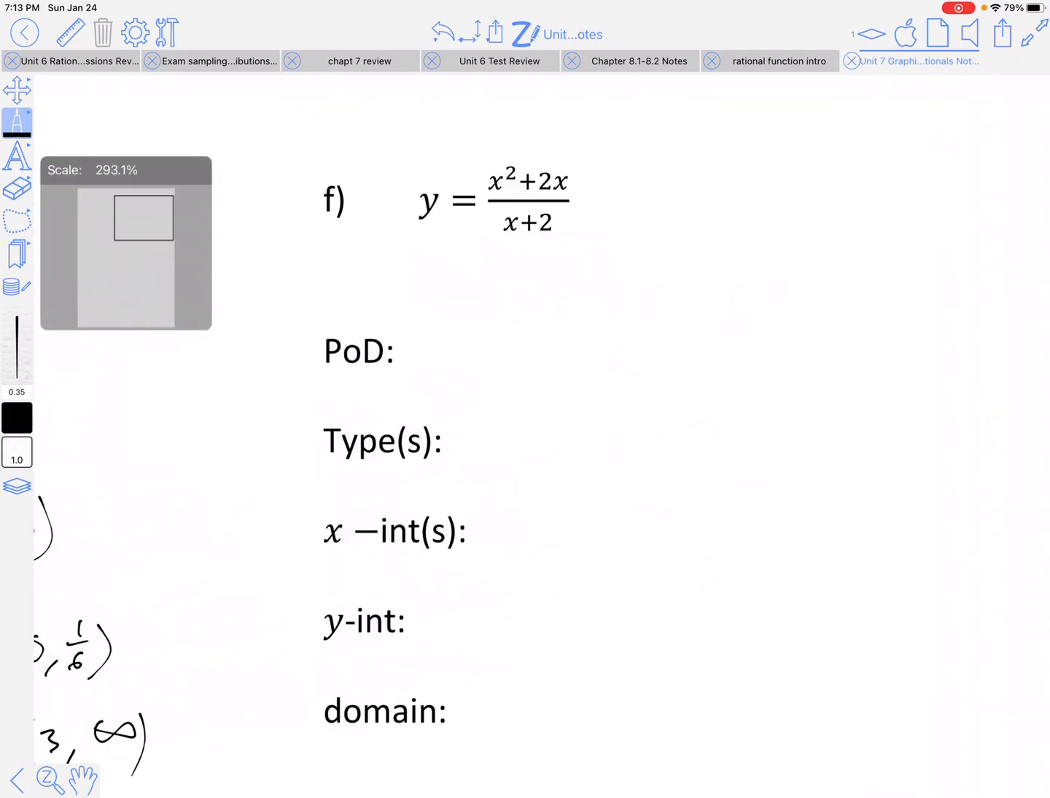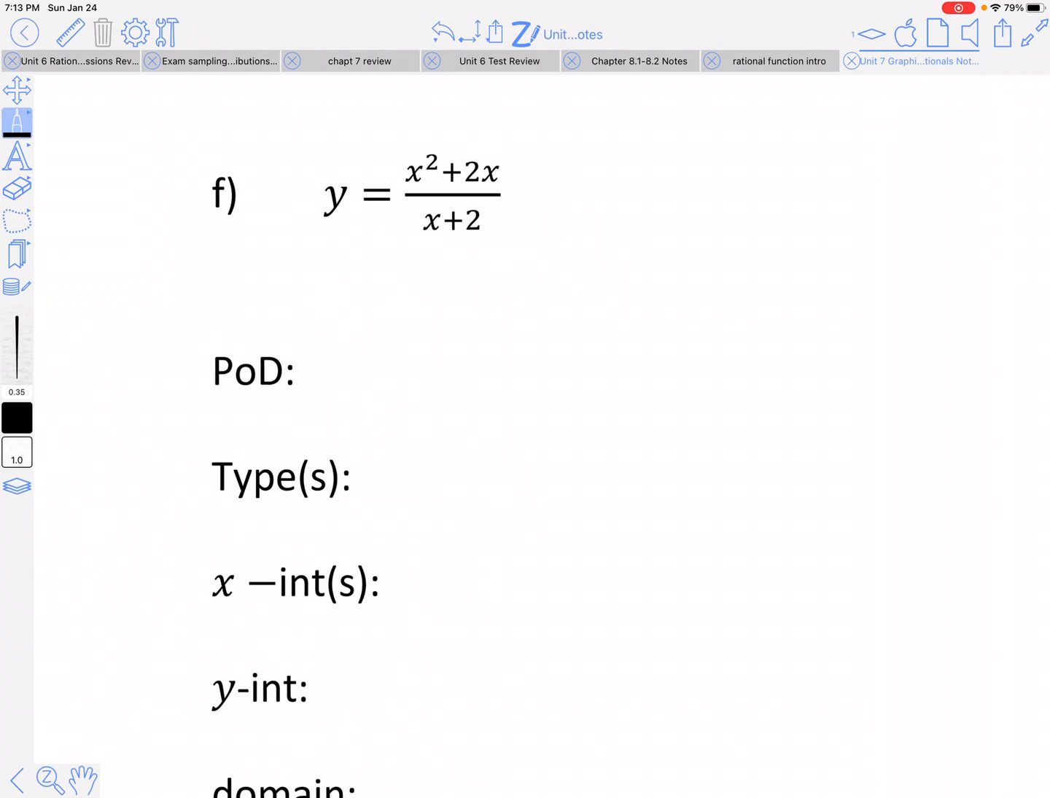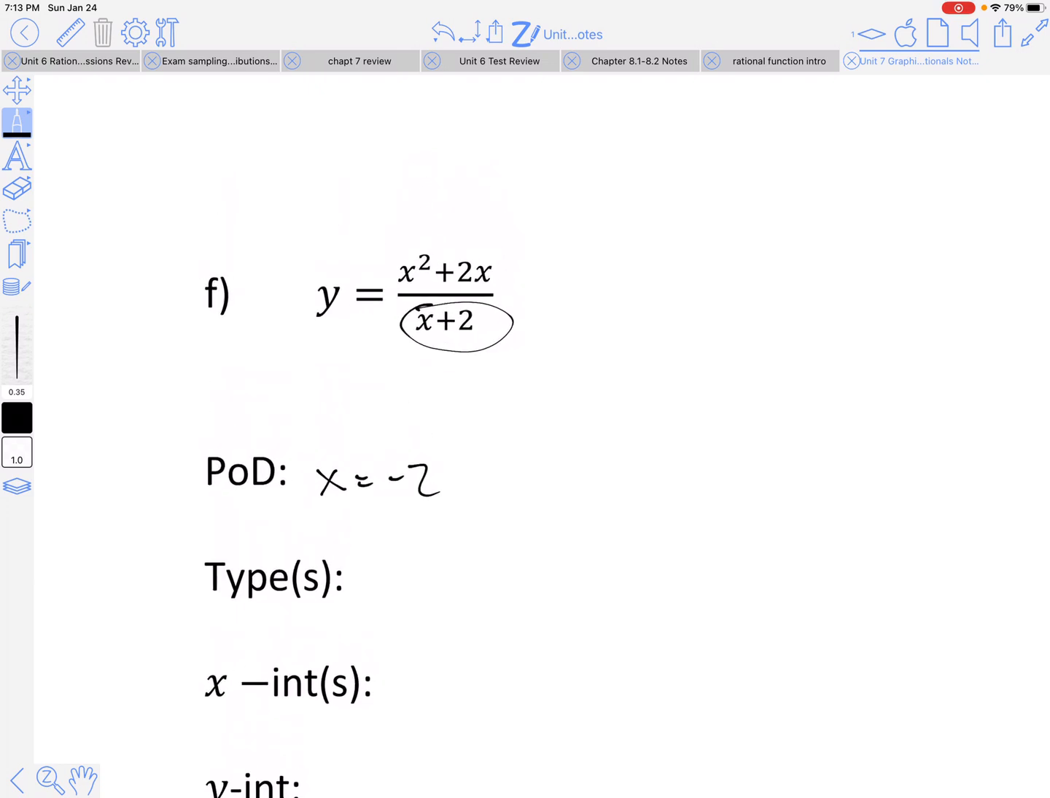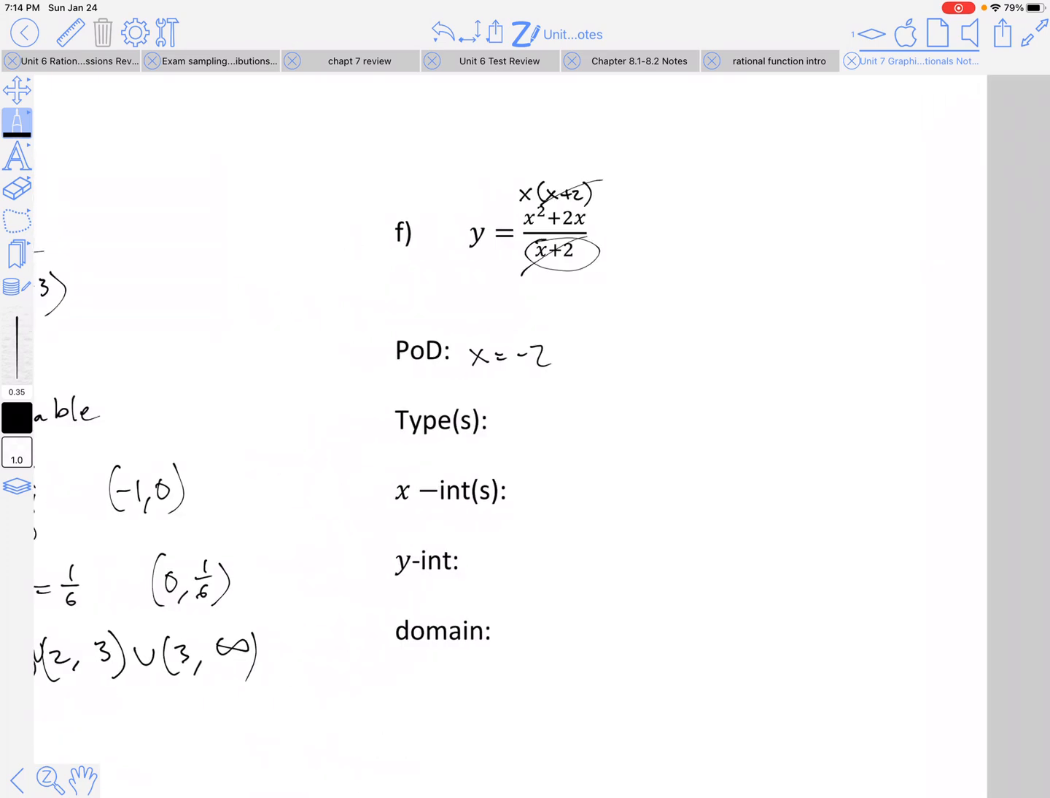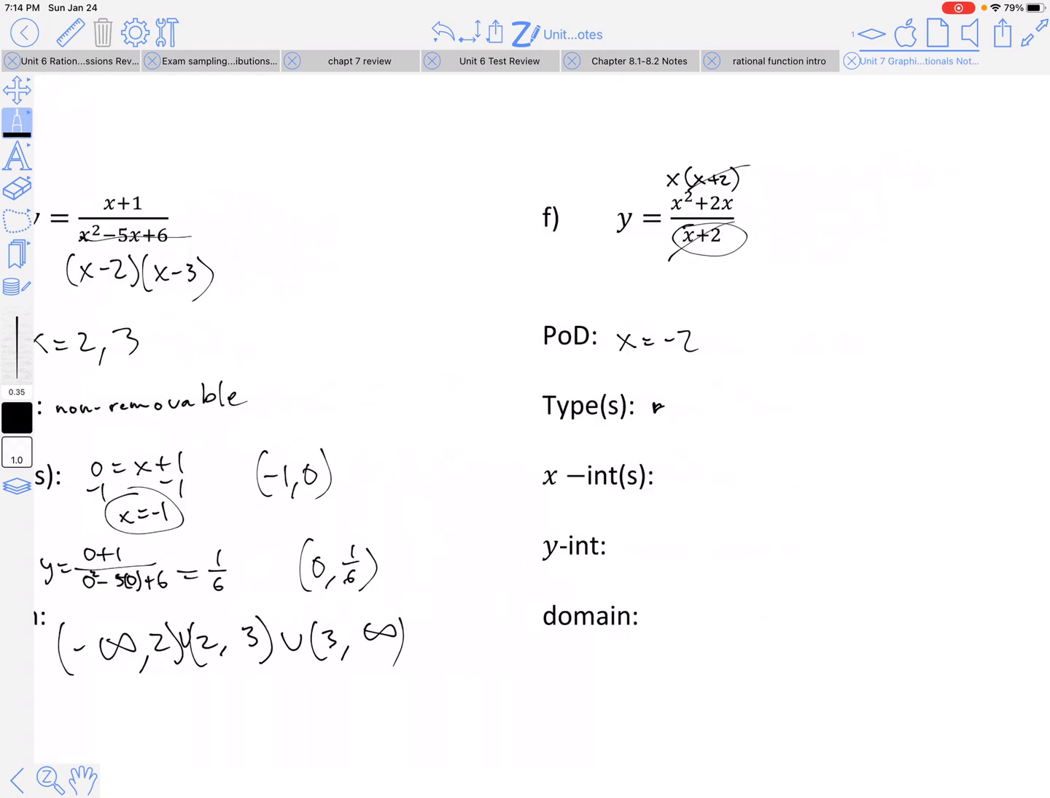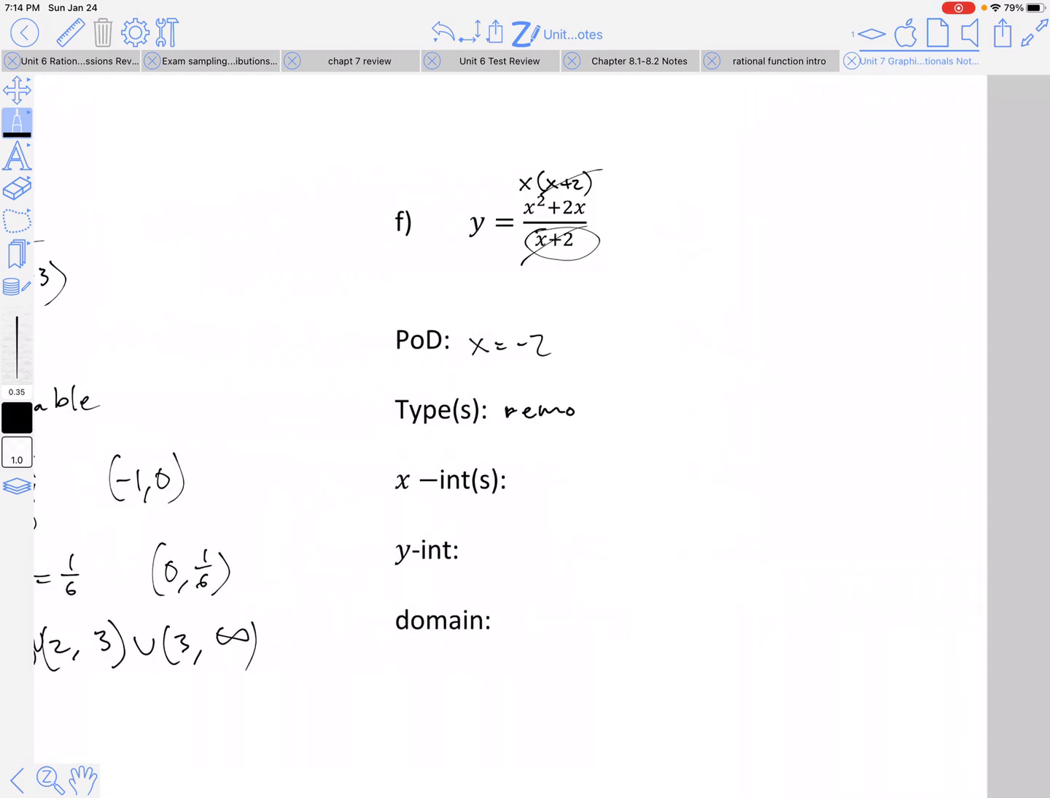All right, and F, here we go. The point of discontinuity is going to be negative 2. Now, I'm going to factor the numerator. You're going to notice that that cancels out, which means it's removable. I could cancel it out. So technically I'm left with y equals x, right?